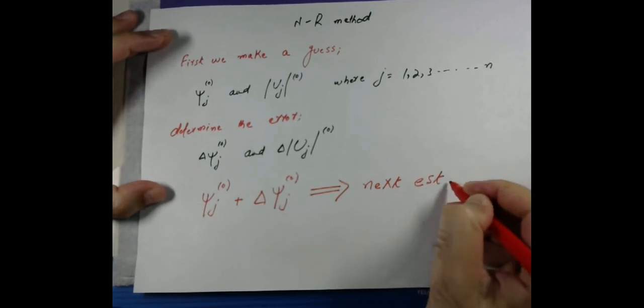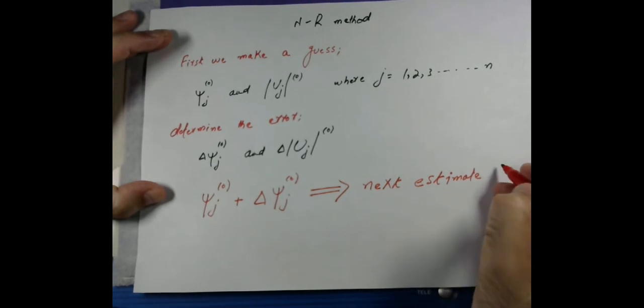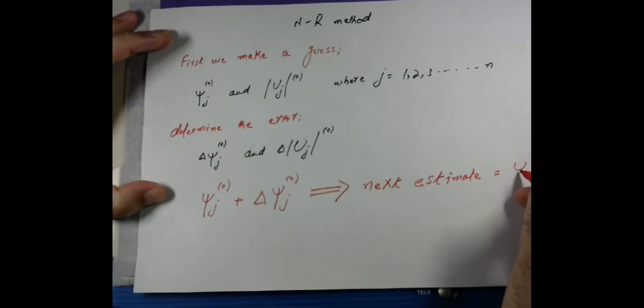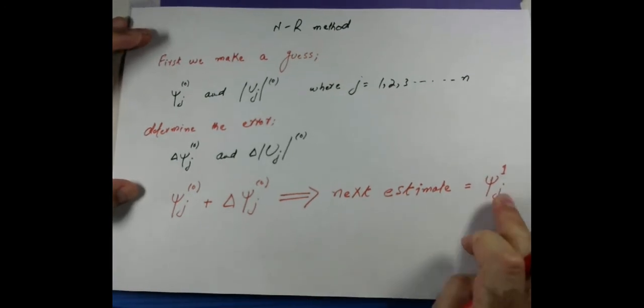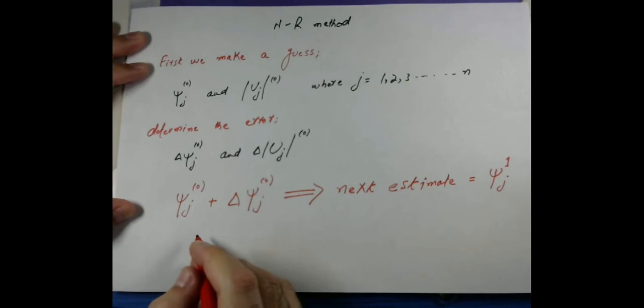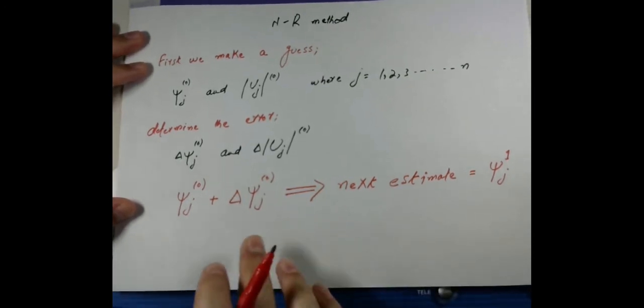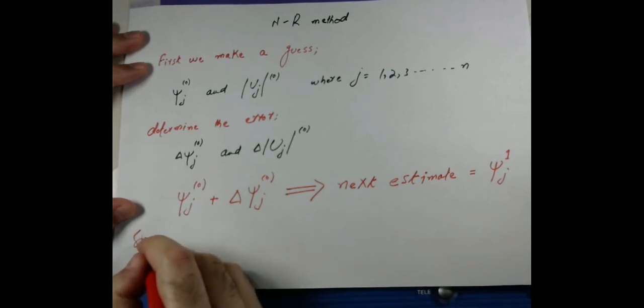We represent this next estimate, as you remember, this will be equal to psi j1, we have already discussed. So this will be psi j1. And similarly, we can also represent the voltage.